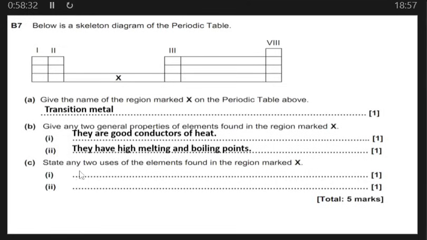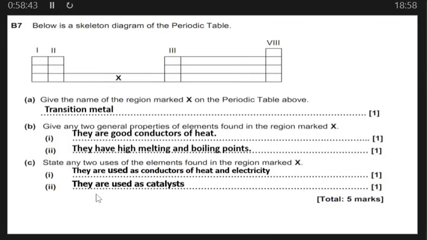Then C, state any two uses of the elements found in the region marked X, the transition metals. So we said 1, they are used as conductors of heat and electricity. 2, they are used as catalysts. All right. So let's continue.